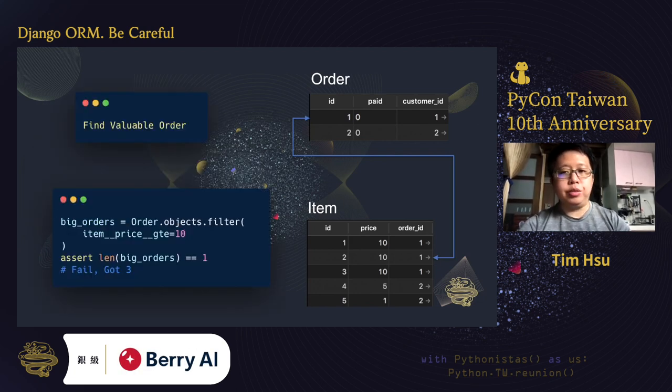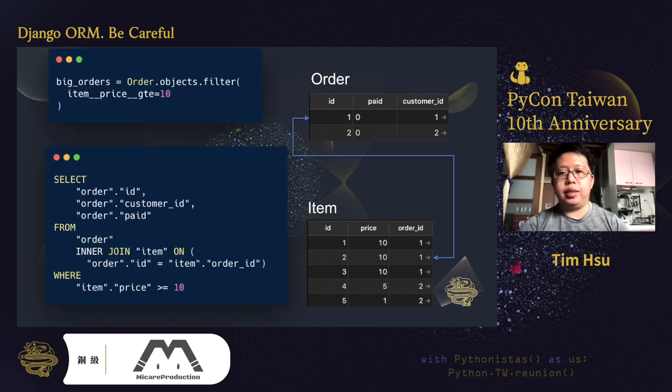Now, we want to find valuable orders. How do we find orders with prices of more than $10? Django provides double underscore syntax to query related tables. The query did find the correct data, but it returns a wrong number of results. It returns three orders, not one.